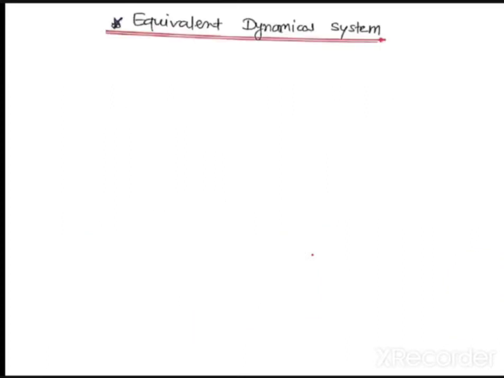Okay. Now next, a very important concept. Today I will be explaining two concepts. One is the equivalent dynamical system. First of all, you have to understand what an equivalent dynamical system is. So for that, I will give you a figure in front of you. I will display the figure.